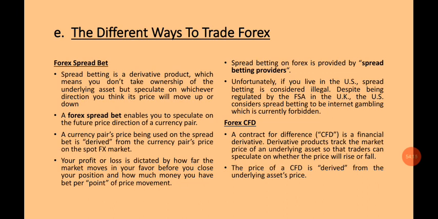Forex CFD. A contract for difference, which is the CFD, is a financial derivative. Derivative products track the market price of an underlying asset so that traders can speculate on whether the price will rise or fall. The price of a CFD is derived from the underlying asset price.